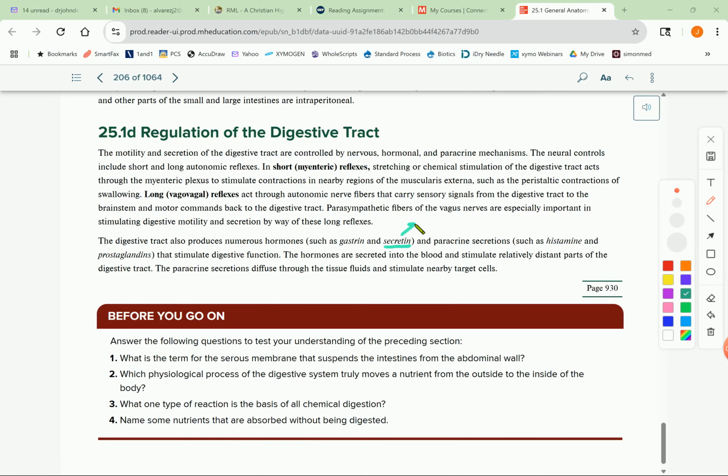Secretin's function is to regulate the gastric acid. It also helps stimulate the pancreas to release bicarbonates to neutralize the acid.